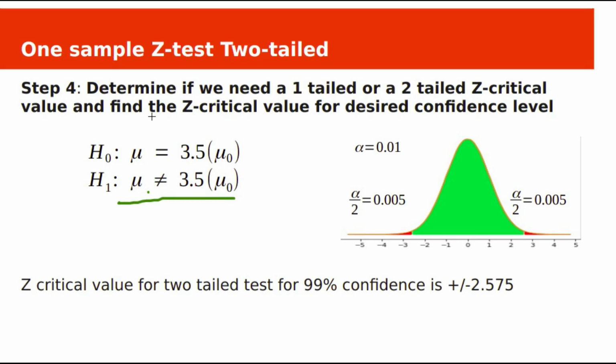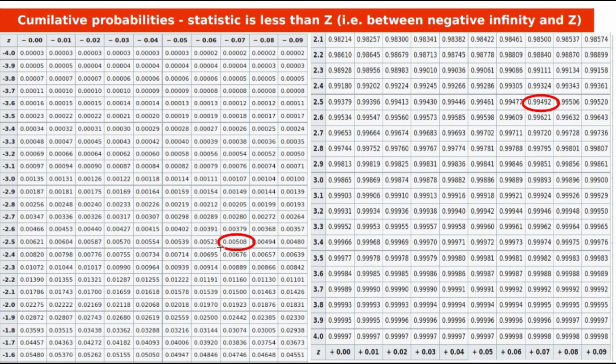So find the Z critical value for two tail test for 99% confidence level. Alpha will be 0.01. It is a two tail test, so distribute your alpha on both sides equally. It will be 0.005 on the left side and 0.005 on the right side. Find the Z score for this probability value in the Z table. 0.005 is the probability value. Z score is minus 2.57.